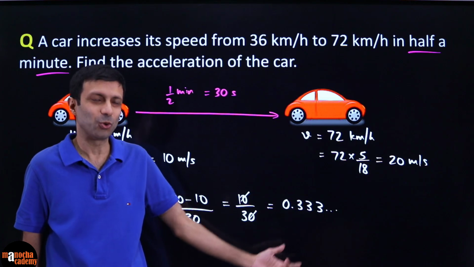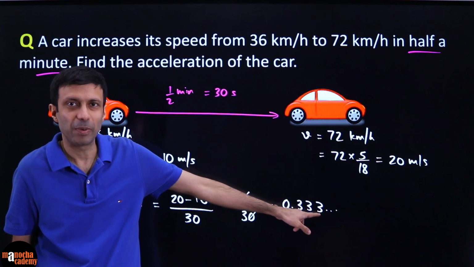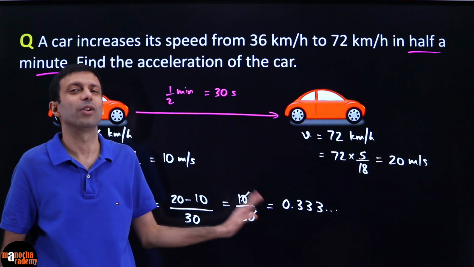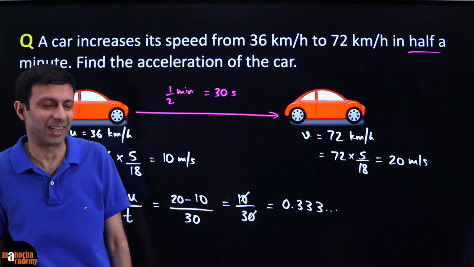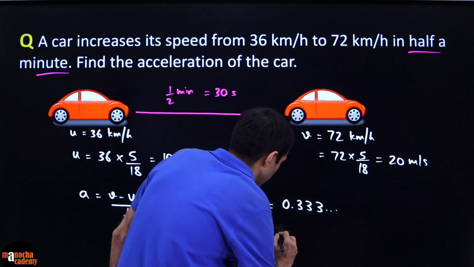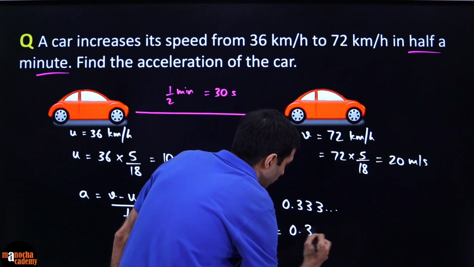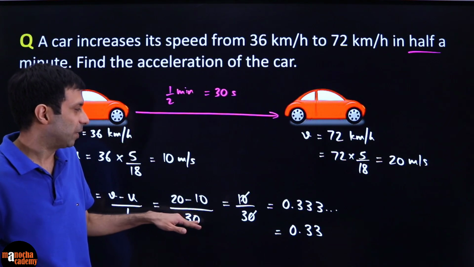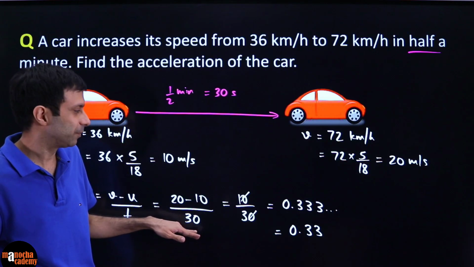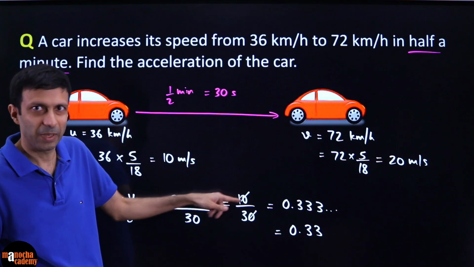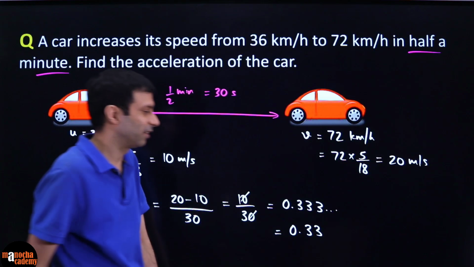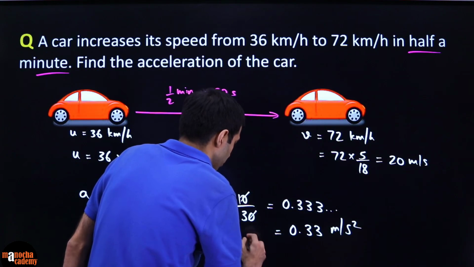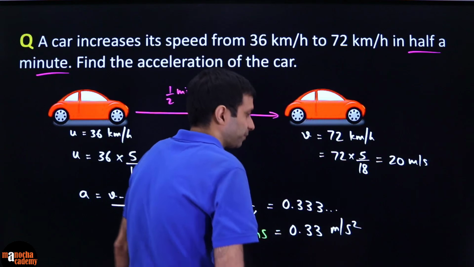So what did I say? To round it off to 2 decimal place, look at that third decimal place. It is 3. It is less than 5. So we don't have to change anything to the second decimal place. So final answer is going to be 0.33. And what is the unit of acceleration? Meter per second divided by second. The change in velocity is meter per second divided by second. So it's going to be meter per second square. So there you go. That's our answer.